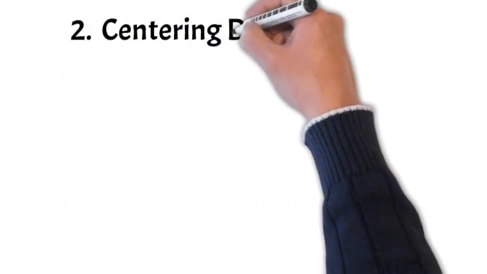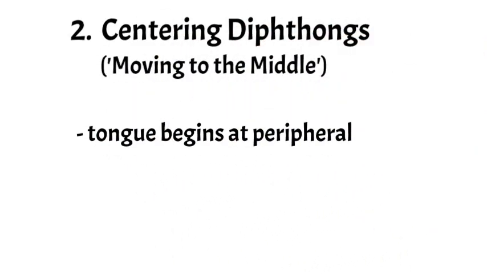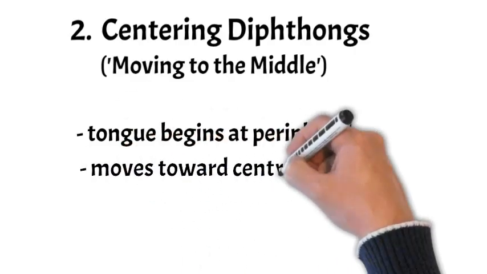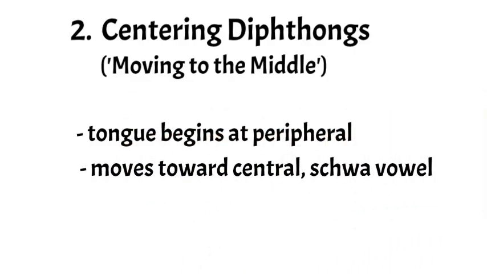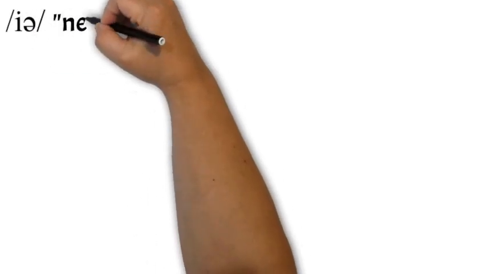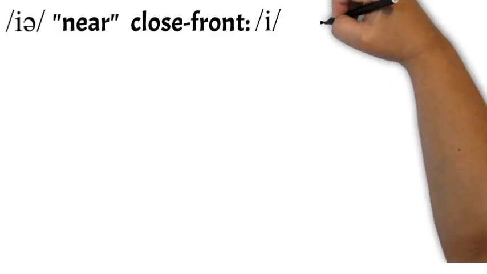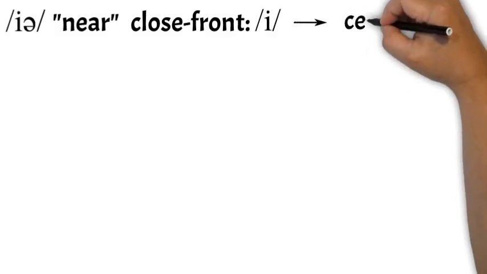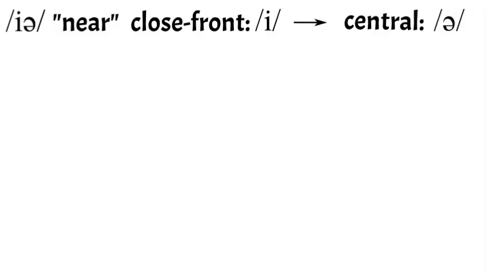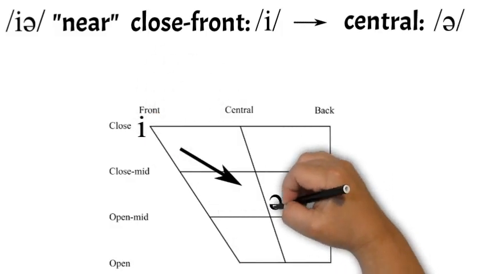In centering diphthongs, the tongue begins in a front or back position and moves toward the central vowel or the schwa, thereby centering the sound within the mouth. For example, the diphthong I, as in near, starts with the tongue near the high front vowel E, as in neat, and glides toward the central area, specifically the schwa, as in near.